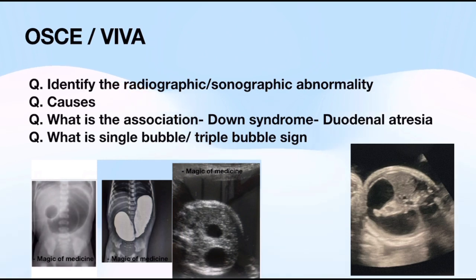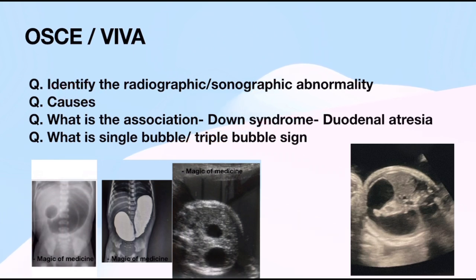Now coming to the summary. To summarize, the double bubble sign is an important radiological finding in newborns, indicating potential proximal bowel obstruction. Recognizing it early can make a huge difference in patient outcomes. Again, we will re-revise with the help of OSCE or Viva questions.